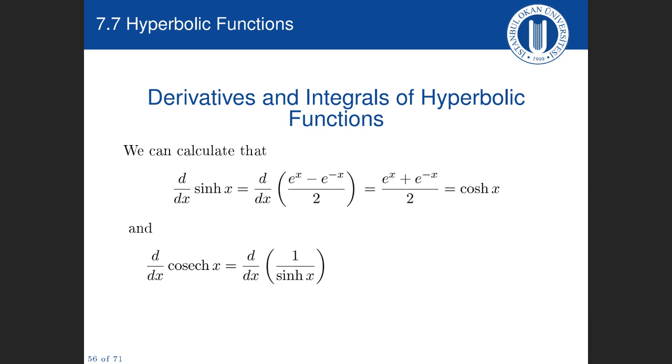And the derivative of csch x, csch means 1 divided by sinh. So we're differentiating 1 divided by sinh x. And we can use either the quotient rule or the chain rule to see that that is the same as minus cosh x divided by sinh squared x. Or minus 1 over sinh x, cosh x over sinh x, but that's just the same as, oh, I've missed a minus sign here, minus csch x, coth x.